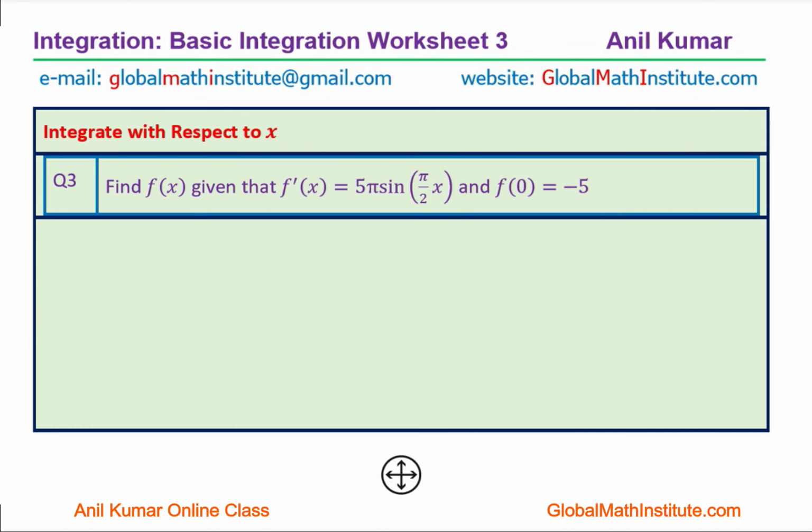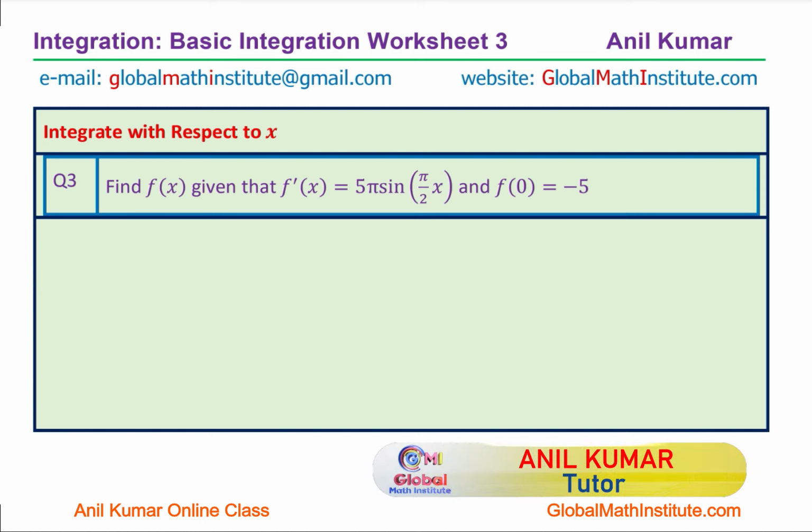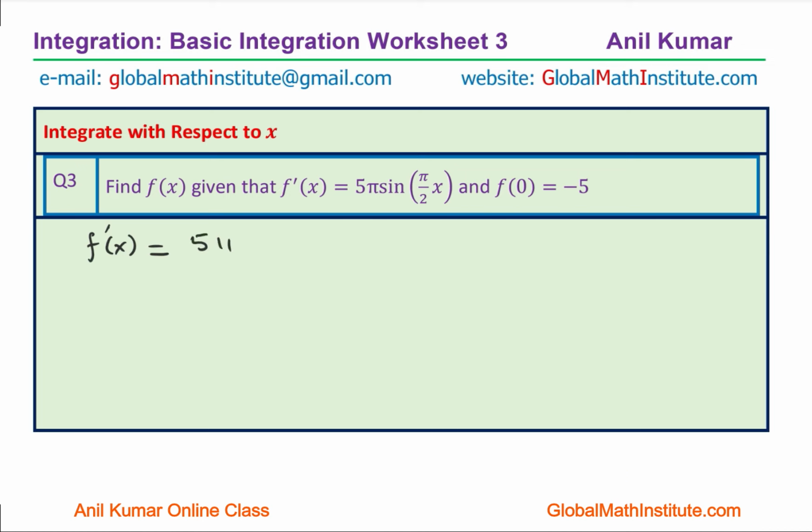Now, let us look into the solution of the last question, which is an application problem. Find f of x given that the derivative is 5 pi sine pi by 2x and f of 0 is minus 5. So we are given that the derivative of the function is equal to 5 pi sine pi by 2x.